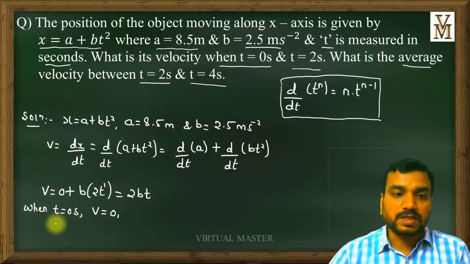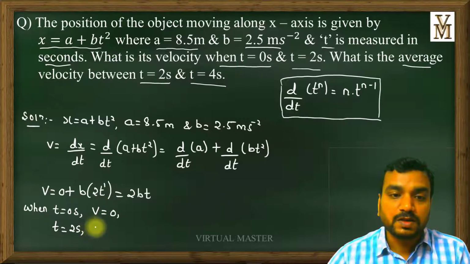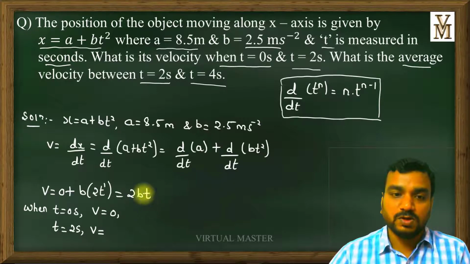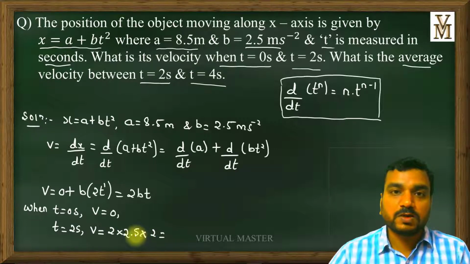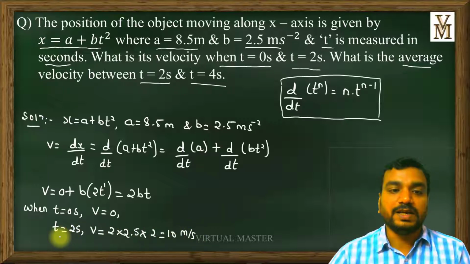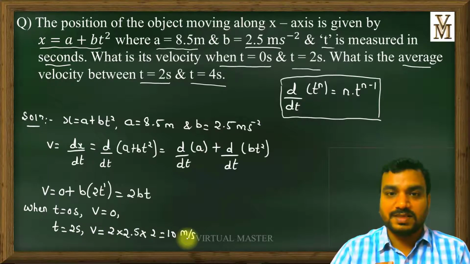Okay. Now in the second case, when t equals 2 seconds. We have to find the velocity when t equals 2 seconds. Let us substitute the value of t as 2. Okay, 2 into, and what is the value of b here? b is equal to 2.5, right? 2 into 2.5 into 2. Okay, now 2 into 2.5 is how much? 5. 5 into 2 is 10. So velocity will be equal to 10 meter per second. Okay, when t equals 2 seconds, instantaneous velocity will be equal to 10 meter per second.